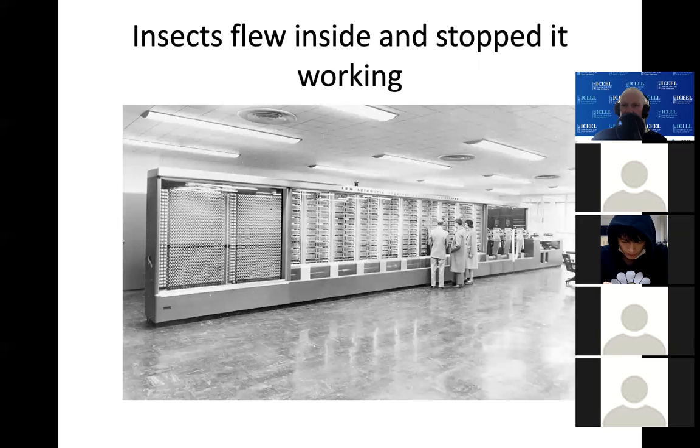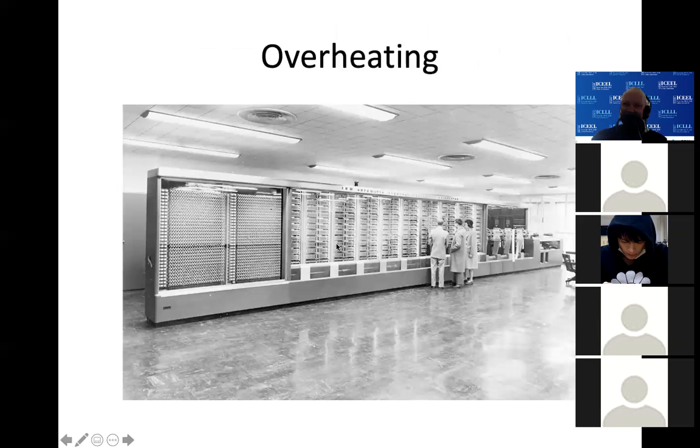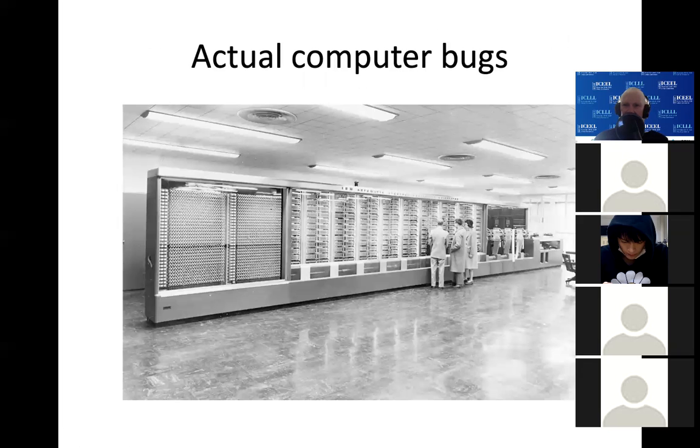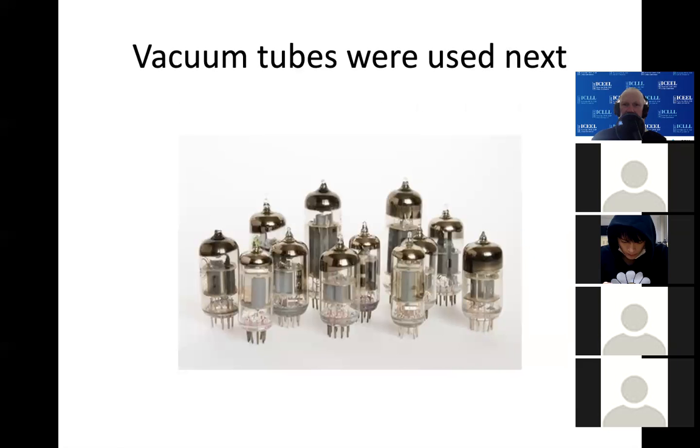And sometimes insects actually flew inside and stopped the machines working. An insect, like a moth or something like that, would fly into the machine and stop it working. And this is actually the origin of our expression, computer bug. English linguistics. We talk about bugs now. It's got a bug. Well, originally they were actual bugs. They flew in.